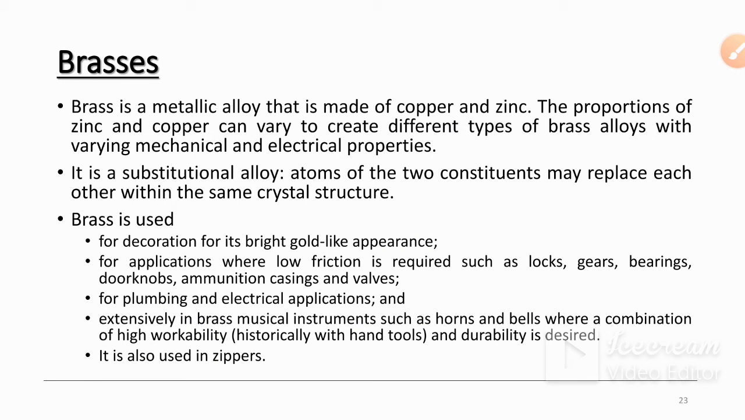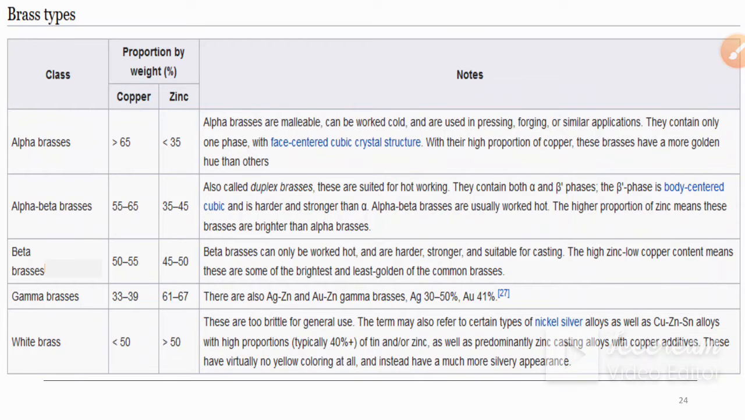Brass is widely used for decoration, for its bright gold-like appearance, and for applications where low friction is required, such as locks, gears, bearings, doorknobs, ammunition casings and walls, for plumbing and electrical applications, and extensively in brass musical instruments such as horns and bells, where the combination of high workability and durability is desired. It is also used in zippers. So these are the brasses.